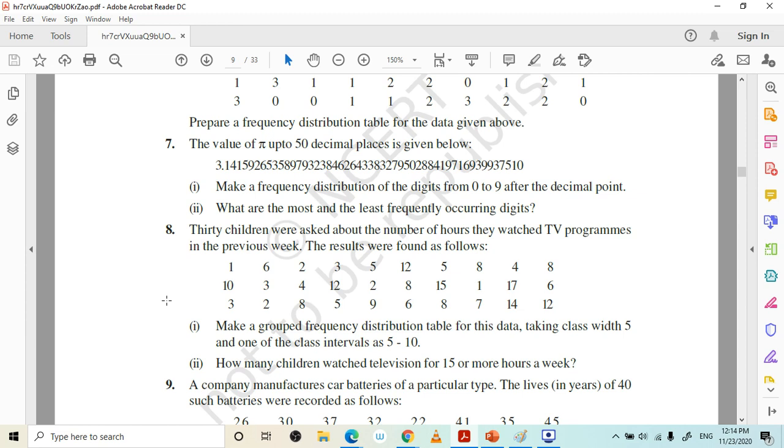Very easy, right? Which numbers come the most number of times, and which numbers come the least number of times, that you have to write. Will you do this seventh question? Okay, then now it's enough. I will not give you any more. Question number seventh as well as six.